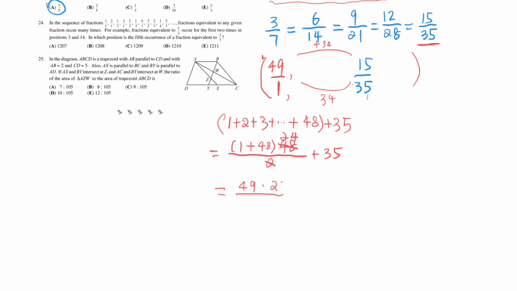So that's 49 times 24 over 1, plus 35. That's 1176 plus 35, that's 1211. So the fifth occurrence of a fraction equivalent to 3 over 7 is at position 1211. That's the answer E. The fraction is 15 over 35. Therefore, the answer is E.